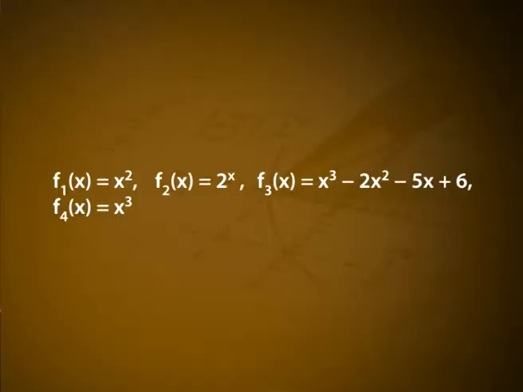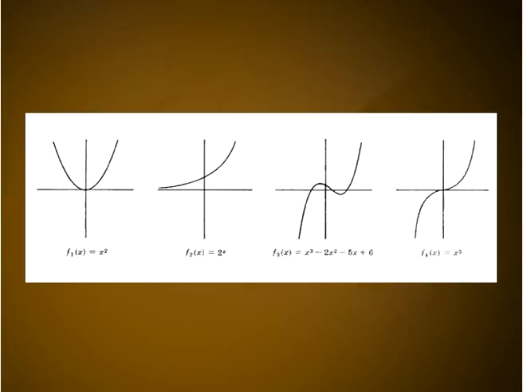Let us see some examples. Consider the following four functions from the set of real numbers into itself. f1 of x is equal to x square, f2 of x is equal to 2 raised to x, f3 of x is equal to x cube minus 2x square minus x plus 6 and f4 of x is equal to x cube. The graphs of these functions are shown on the screen.